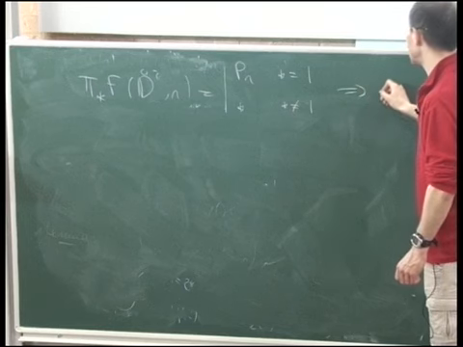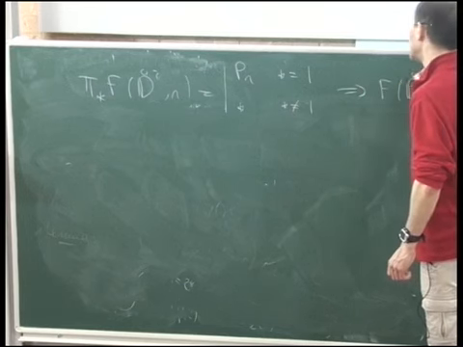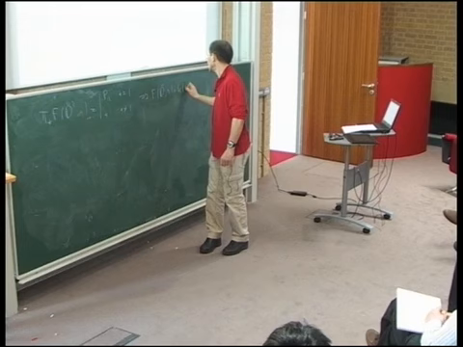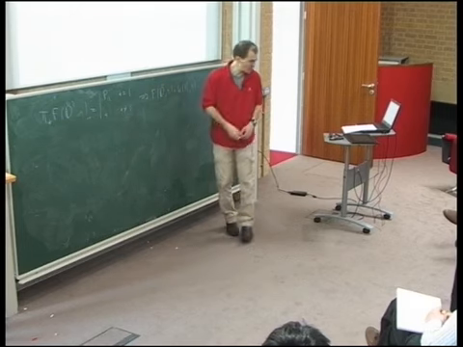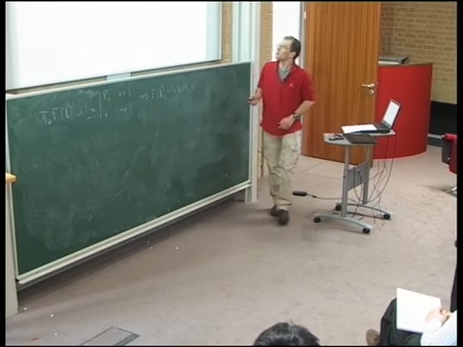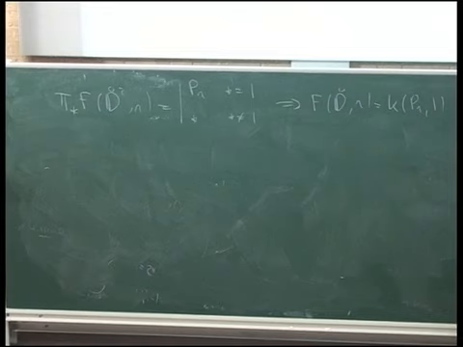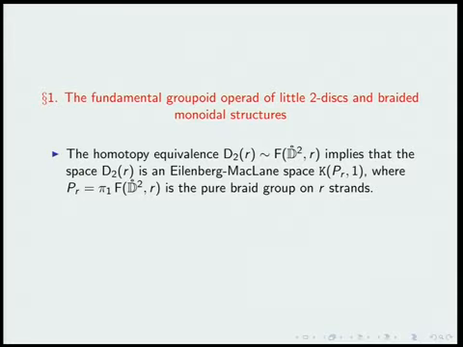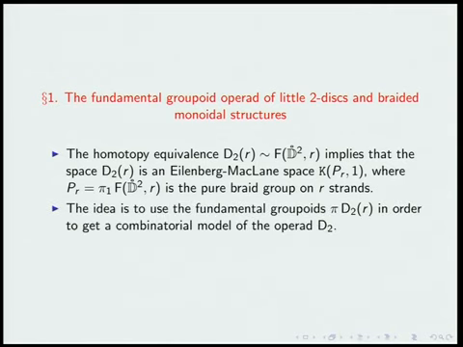So topologists say that this space is a K(P_r,1) space, an Eilenberg-MacLane space of type K(P_r,1). The 1 refers to the degree here. And this identity can be given as the definition of P_r, the pure braid group on r strands. So the idea is to elaborate on this connection in order to characterize the operad D2 from structures at the level of P_r.